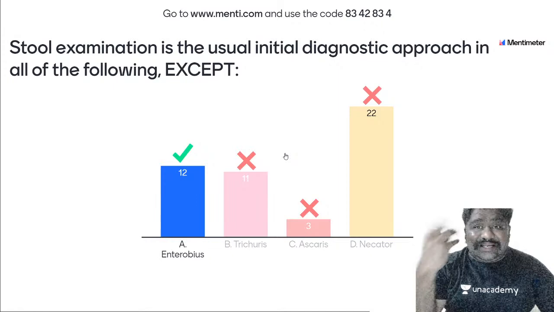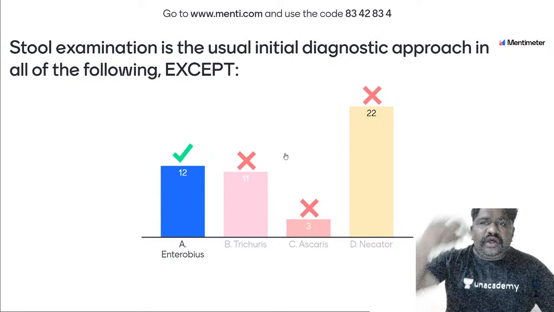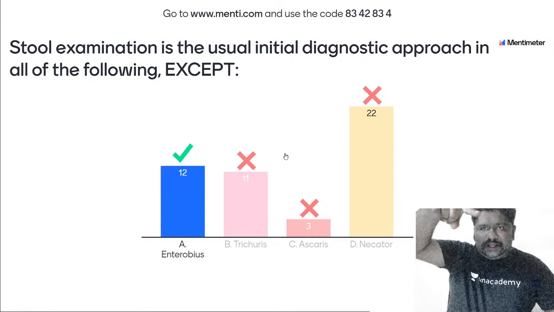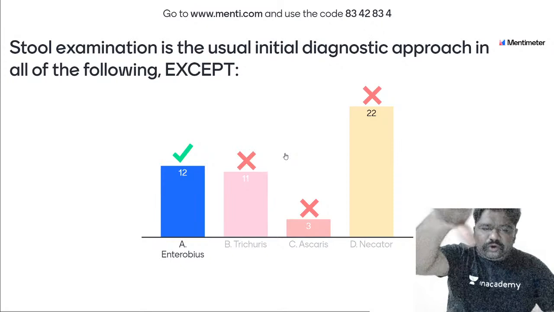At the same time, Enterobius worms will not directly come out into the stools. So what are you supposed to do? The worms will be nagging around the opening of the anal canal. So near the anal canal, if you place a scotch tape, the scotch tape will actually fetch and bind to all the worms, and the scotch tape can be used for looking at the worms.